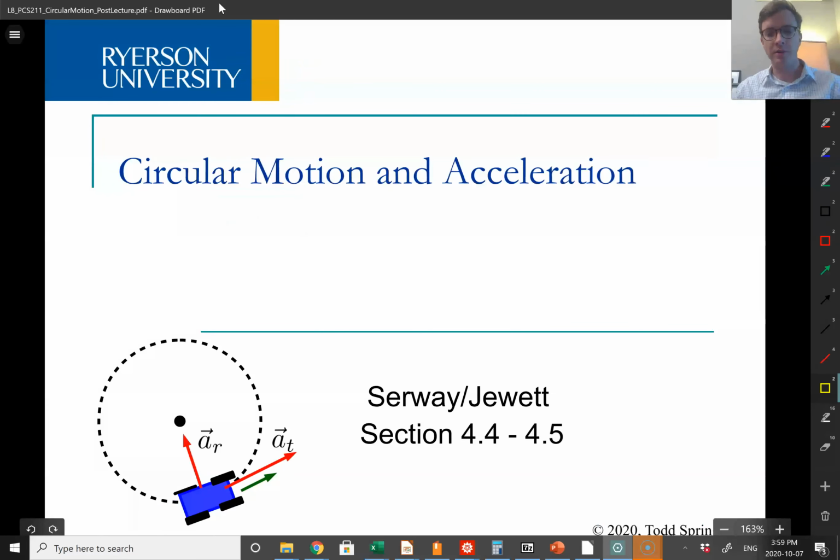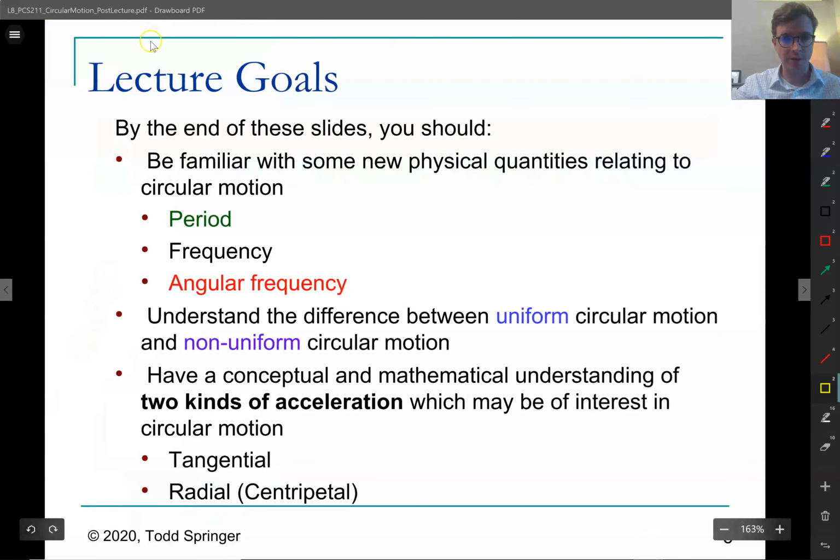All right, so I wanted to do this lecture about circular motion here. So I'm going to briefly go over circular motion. These are the last two sections in Chapter 4 of Survey. By the end of this lecture, I'm hoping that you are familiar with the following things.